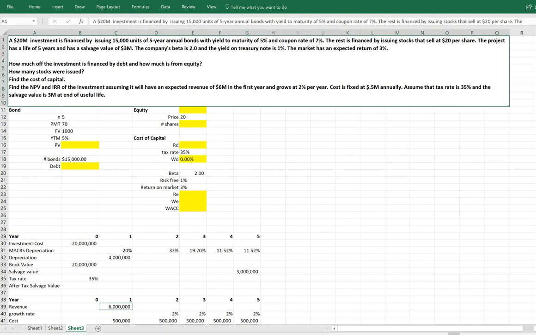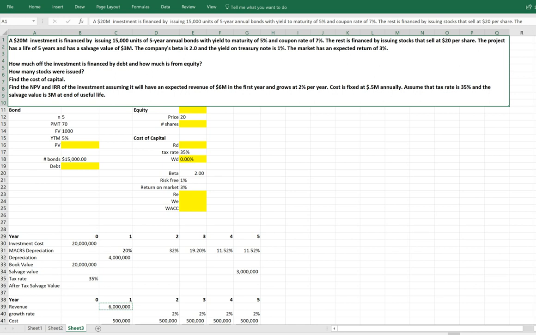A $20 million investment is financed by issuing 15,000 units of 5-year annual bonds with a yield to maturity of 5% and a coupon rate of 7%. The rest is financed by issuing stocks that sell at $20 per share. The project has a life of 5 years and a salvage value of $3 million. The company's beta is 2 and the yield on the Treasury note is 1%. The market has an expected return of 3%.